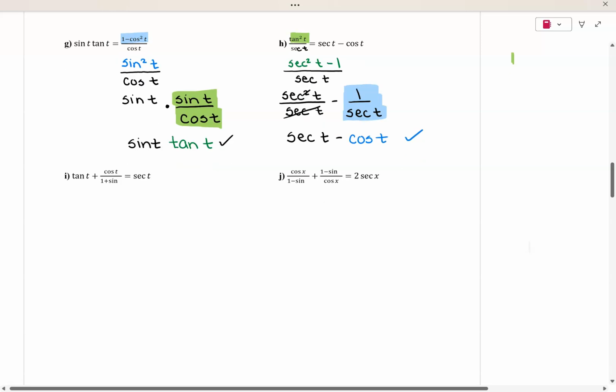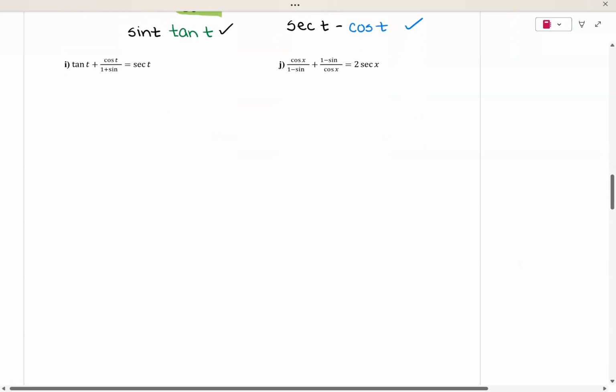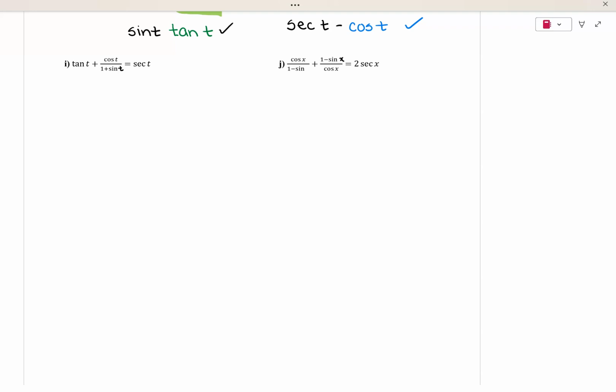I don't know what happened when this page printed. I'm missing sine of t here, and then over on that next one we're going to do, looks like I'm missing an x here and an x here.